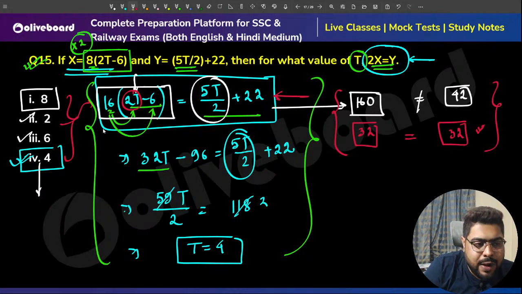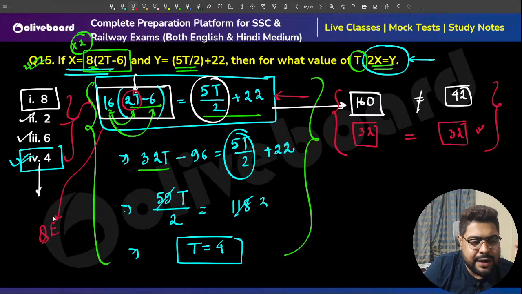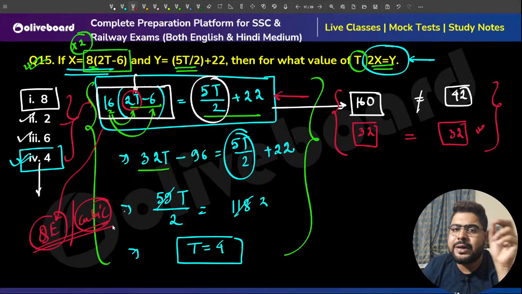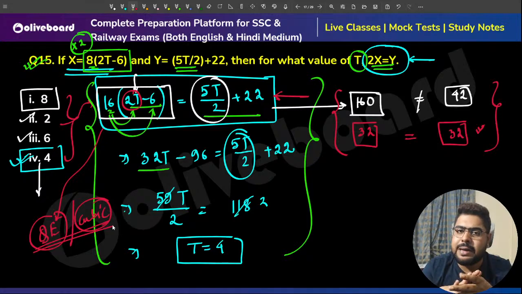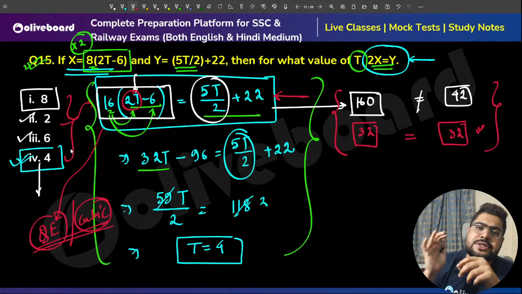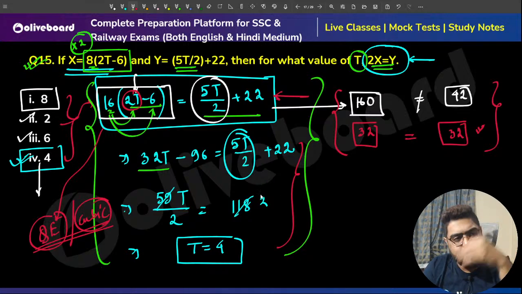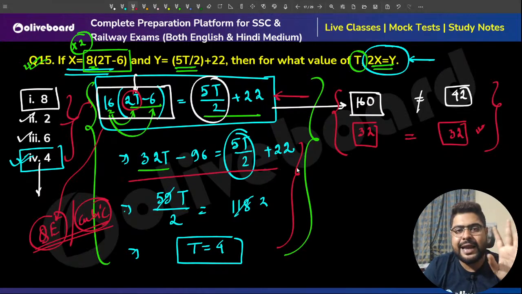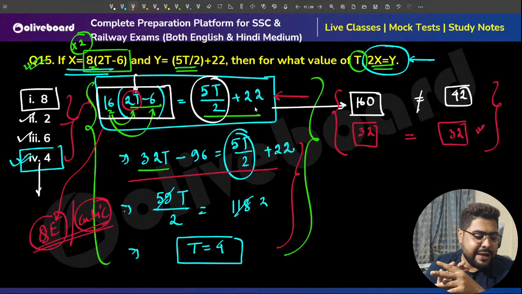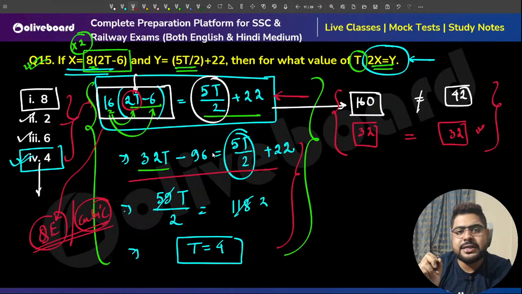If you find a quadratic equation or a cubic equation, meaning some higher order equations where you will need to take some time to calculate or find the solution, there it makes most sense to use option elimination or this trial method. Here it's a linear equation, it can be solved very easily. That's why I will suggest going by this if your calculations are okay. But if someone feels it is looking very scary, then you can definitely use the option elimination here as well.